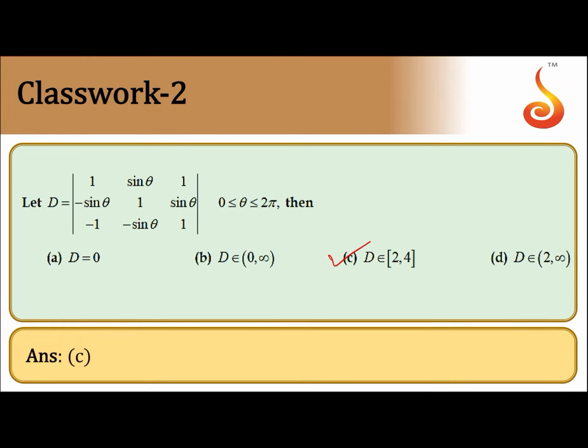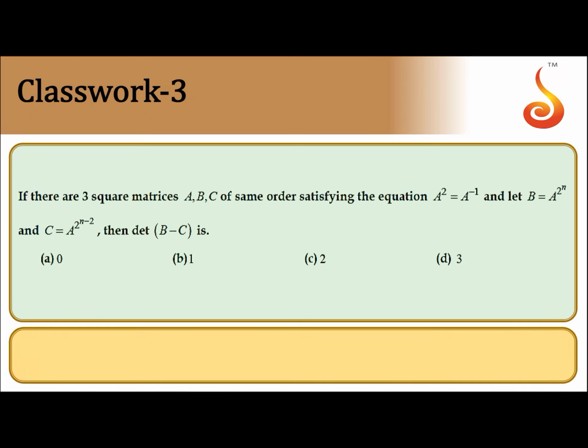That's the answer. Coming to the next one, the third one. If there are 3 square matrices A, B, C of the same order satisfying the condition that A square is equal to A inverse, and let B be A to the power of 2 power n, C equals A to the power of 2 power n minus 2, then find the determinant of B minus C. Of course, for any value of n this condition has to be satisfied. But as here C is equal to A power 2 power n minus 2, I can take n equal to 2 minimum. Then I will proceed.